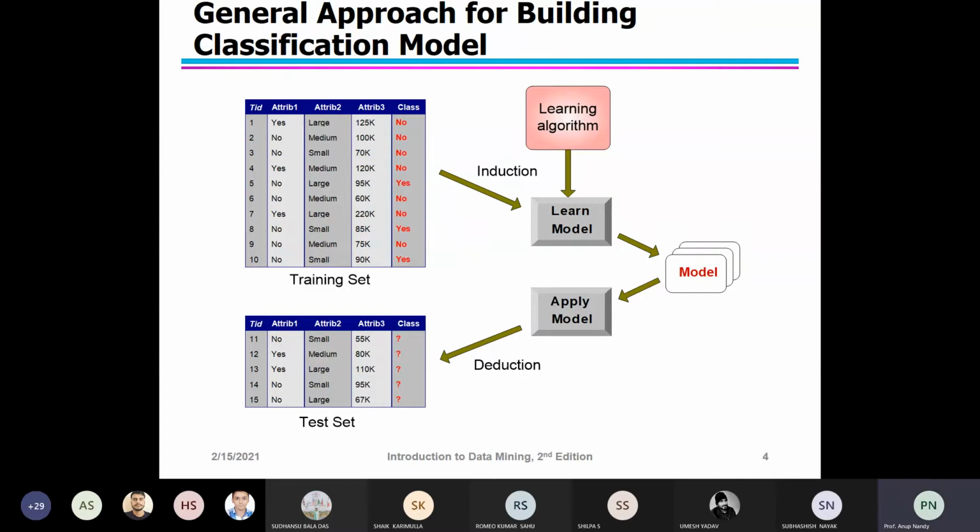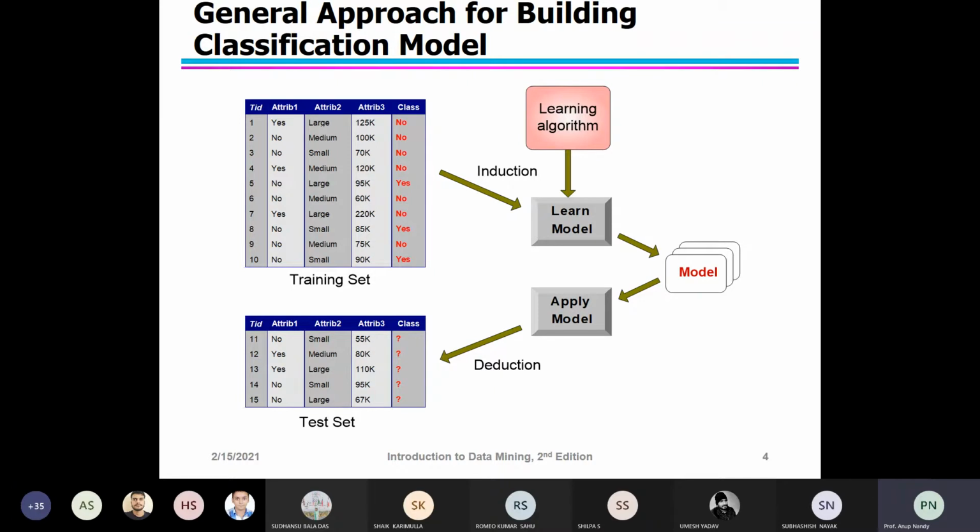So now you have to induce this information. So there's induction, then apply some learning algorithm. So here we have to apply a learning algorithm. It's called the decision tree, to learn this model. Then this model has been learned. Then after that you have to test it. Now you have to apply the model and deduce the information for testing.